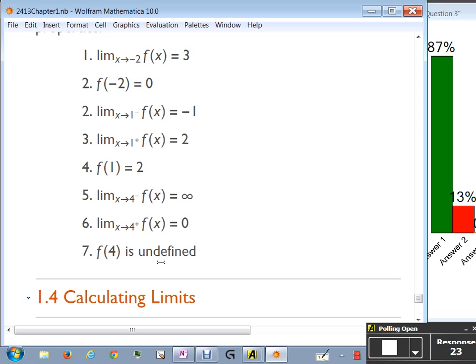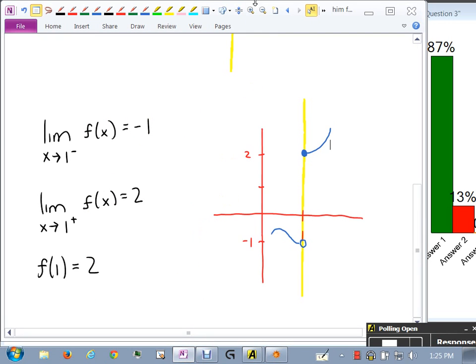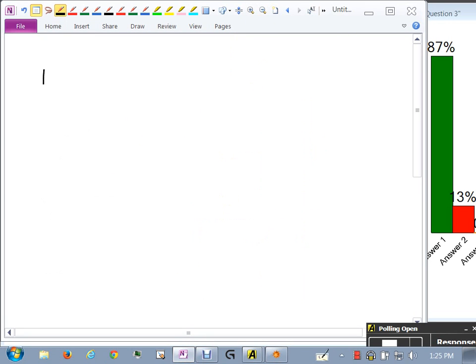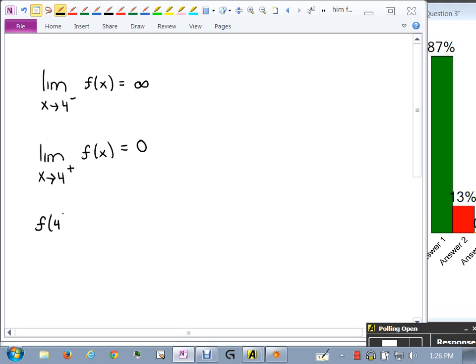So let's see if I can put those three pieces of information together on a picture. I need the limit as x approaches 4 from the left of my function to be headed to infinity. I need the limit as x approaches 4 from the right of my function to be headed to 0. Okay, thank you. And then f of 4 was undefined.